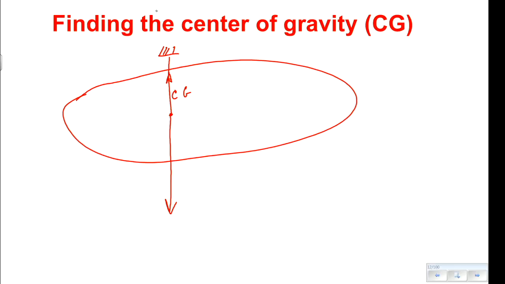So what do we do? We take chalk, draw a line. All we need to do is another line. So we just suspend it from a different point, draw another. That's the center of gravity. So technically, that should be in equilibrium. Close enough.